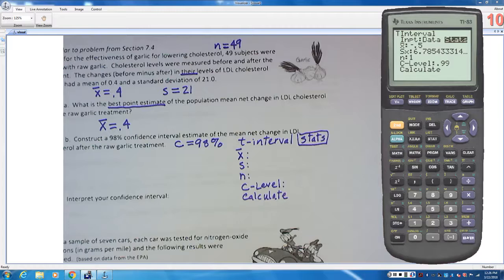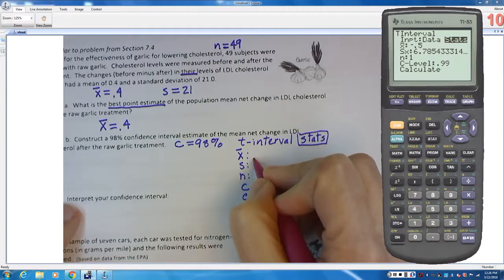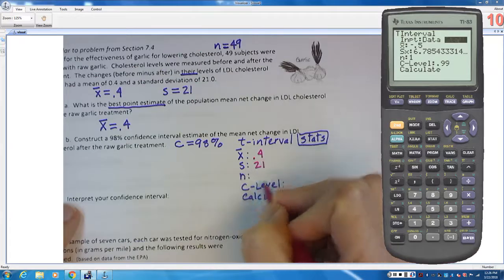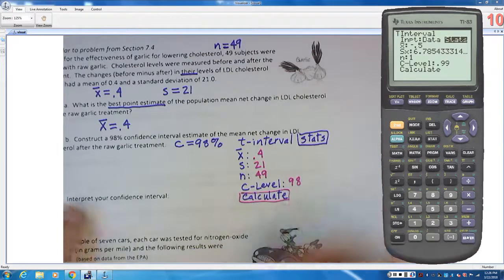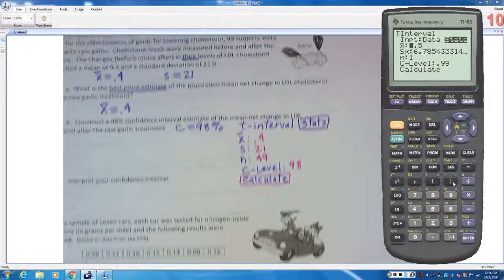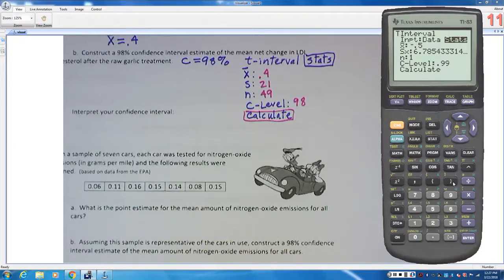So for this problem, we had X bar is 0.4, S is 21, N was 49, our confidence level is 98, and then we'll hit calculate. We can move this up so you guys in the back can see. 0.4, 21, 49, and 98. And then we hit enter on calculate. It takes a little longer because it's doing more stuff. Oh, there it goes. Z interval came right back. This took a minute or something, or 30 seconds.